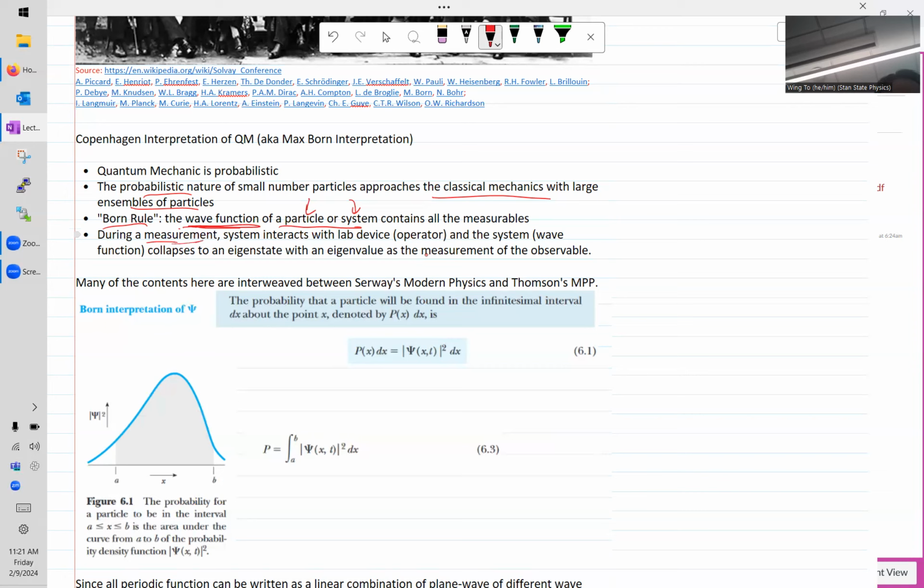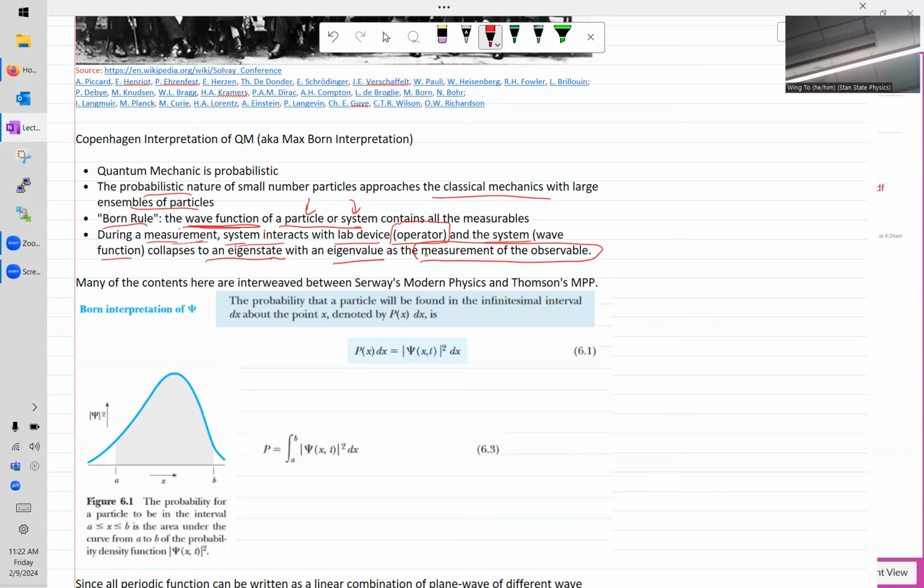But then when you make a measurement on the system, the system interacts maybe with some sort of detector device. In mathematical language, these are going to be called operators, and they turn out to be matrices. But let's just think about when you interact with a device: the system, also known as the wave function, can be described by a wave function. It's going to collapse into some eigenstate with an eigenvalue, where the eigenvalue is actually what you measure.